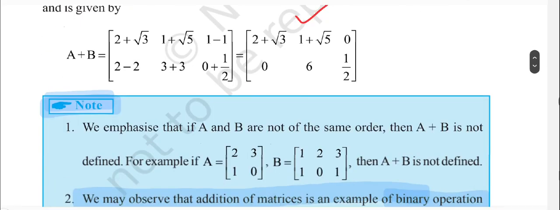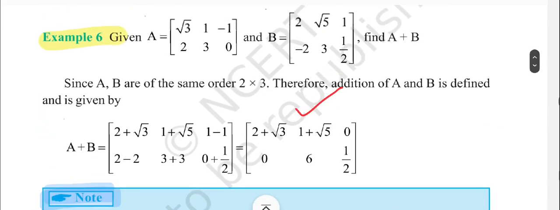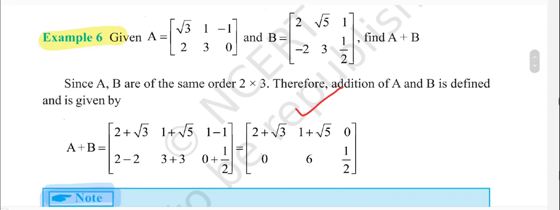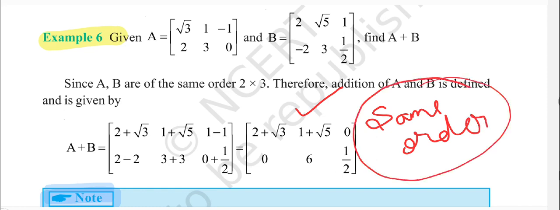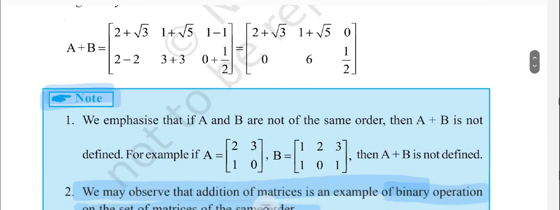Hope it is clear. Addition is very simple. What do we have to check? Let me again explain. First, we check whether they have the same order or not. If the order is the same, then we can add them. How will we add them? We will add the corresponding entries. If the order is not the same, we cannot add them. That means the addition is not defined in that case.